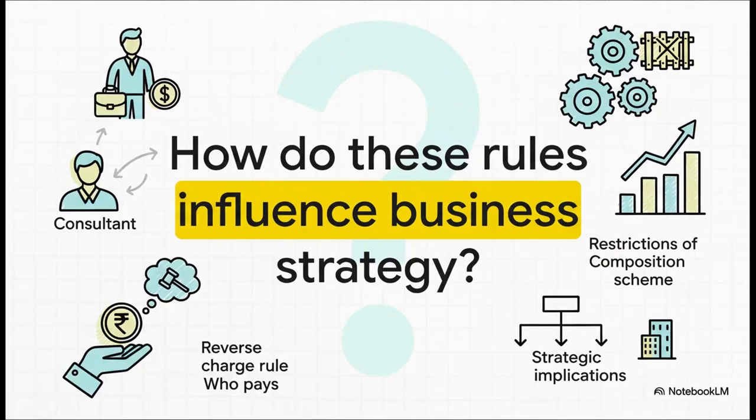So, I'll leave you with this to think about. Now that you know who pays, think about how that could change everything for a business. Could the reverse charge rule make you choose one vendor over another? Could the limits of the composition scheme hold back your plans for expansion? You see, the answer to who pays isn't just about taxes. It's a core piece of business strategy.